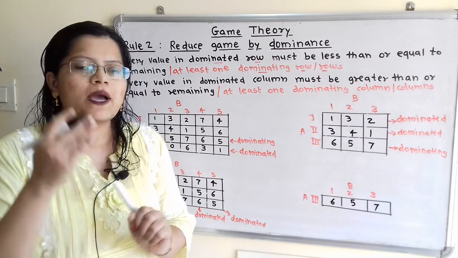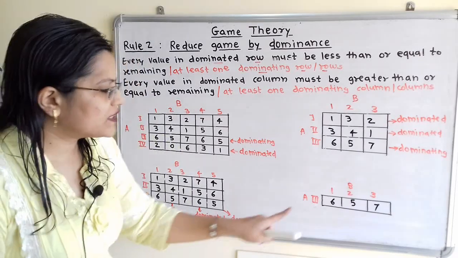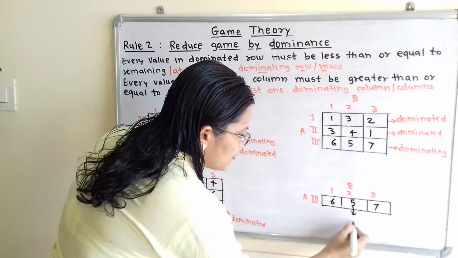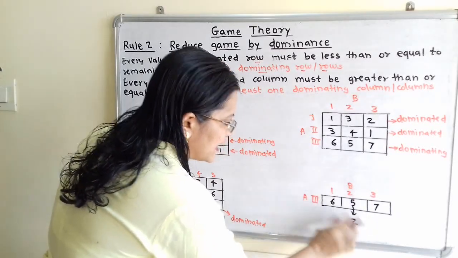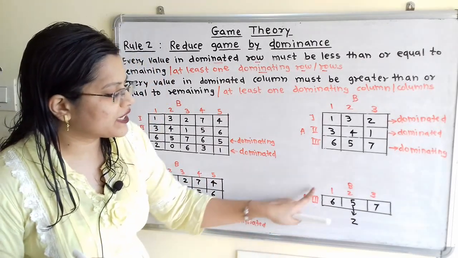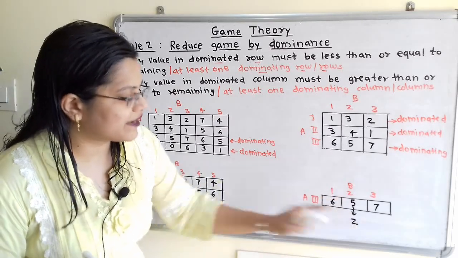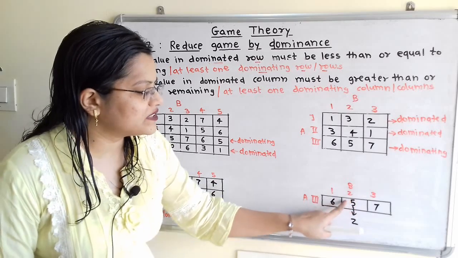And we know that player B should seek to minimize the losses. So what is the minimum value? The minimum value is 5. So player B should take the second strategy. So what is the strategy for A? The strategy for A is the third strategy and the strategy for B is the second strategy. And what is the game value? The game value is 5.